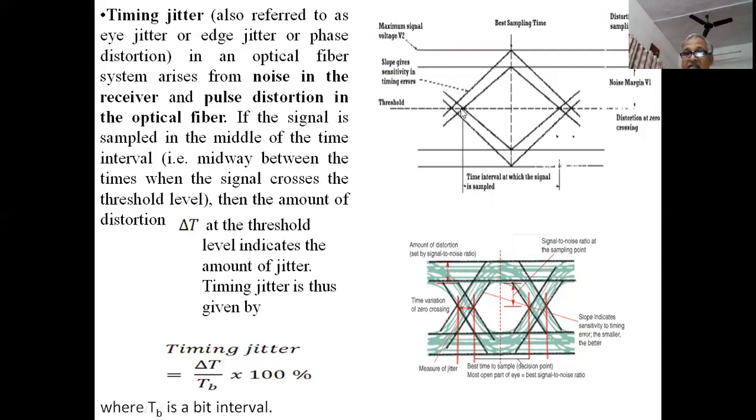It is given by delta T upon TB times 100%. The TB is the bit interval. This is the timing jitter, a measure of jitter in the time scale, because the x-axis is the time scale and the y-axis is the amplitude scale.